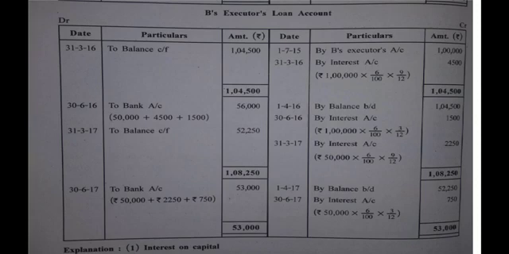So firstly we have calculated the amount of interest for remaining 3 months, which is 1,500. And then on the same date, debit side if you will see, we have paid the first installment along with interest. Yes, so previous 9 months and this 3 months makes it a year for payment of first installment.